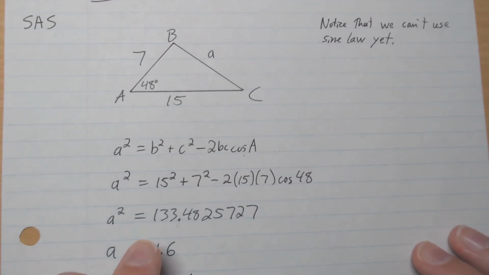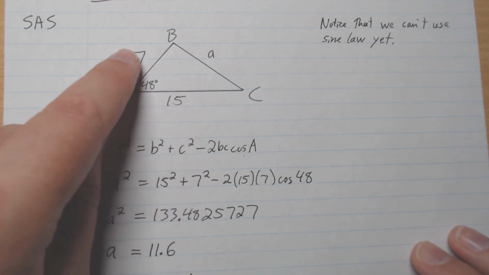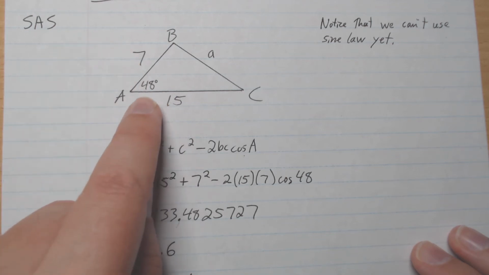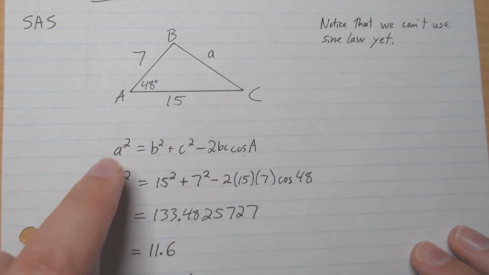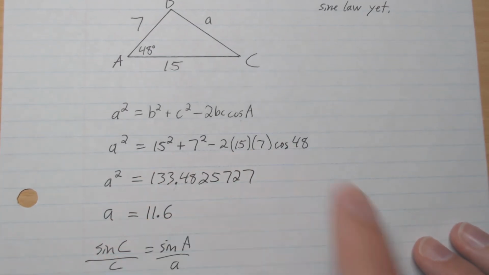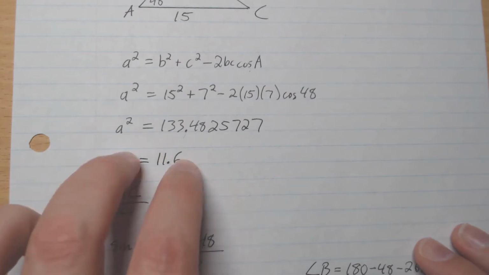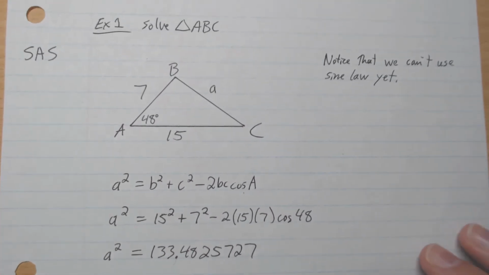But what we're going to do is use the cosine law. So we notice here B and C are there, and angle A, right? So B and C and angle A, and the unknown here in this case is side A. So we punch in what we know. This gives a squared to be 133 point something, square root both sides, and we get 11.6. Okay, so now we have this to be 11.6.